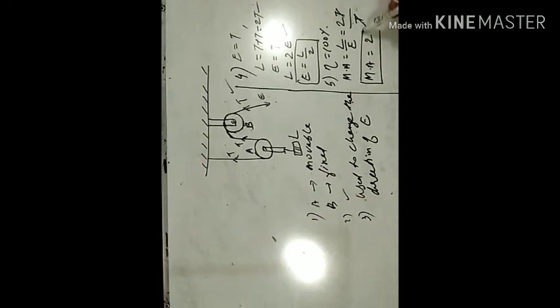What is L? L is equal to 2T. Effort is equal to T. T cancels, so we are getting mechanical advantage as 2. The value of mechanical advantage is 2. So we got all the answers.